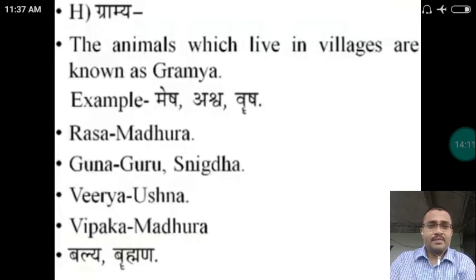These animals have Rasa Madhura, Guna Guru and Ushna, Vipaka Madhura, and the Sangsthanik Karma, or the systemic action of the flesh of those animals that dwell in villages, is Vrishya and Brimhana.